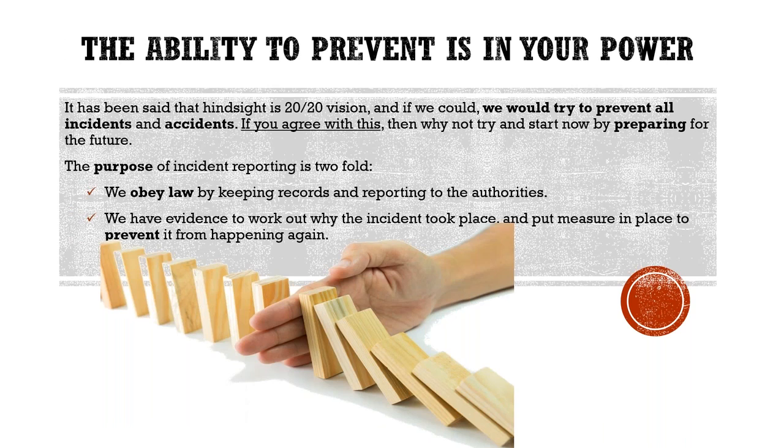It has been said that hindsight is 20/20 vision. And if you agree with that, well then you have the ability to prevent incidents and accidents. So why not start preparing for these now? We need to obey the law, yes. We want to ensure that the correct records and reporting to the authorities is done. But remember, when you have incident reports from near misses all the way up to what the requirement is from the Department of Labor, you also have evidence to work out why the incident took place and then put measures in place to prevent it from happening again.